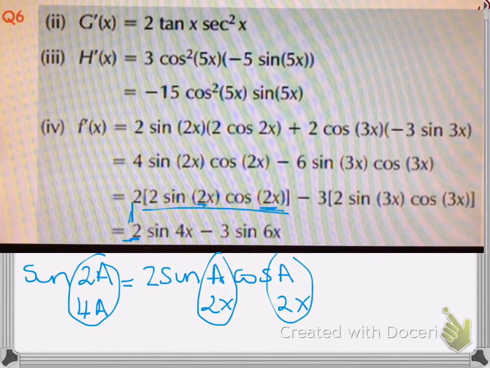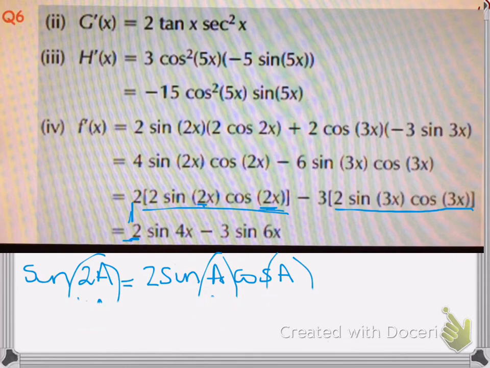Okay, and it's the same over on the other side. Right, here I've got 2 sine a cos a, don't I? So again, the formula, sine 2a is equal to 2 sine a cos a. So if I change the angle there, they have an angle of 3x, so 3 times the angle means it's 3 times the angle over here, and that becomes a 6a. Okay, so that's how they're getting minus 3 sine 6x. They just tidied it up. So where you see that you can use a trig identity, use it.